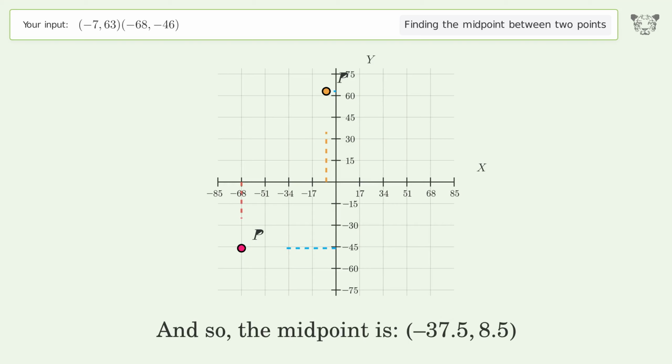And so, the midpoint is, negative 37.5, 8.5.